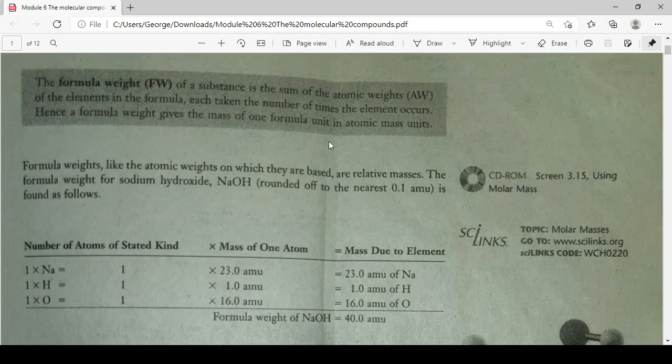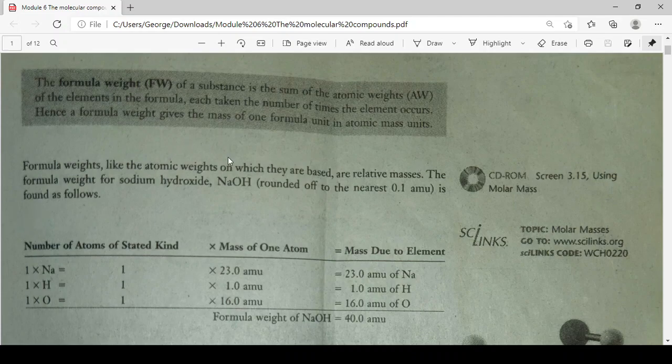Formula weights, like the atomic weights on which they are based, are relative masses. Again, formula weights are based on atomic weights, which we discussed in module 4 and module 5, and they are based on relative masses. So again, weights are also masses.